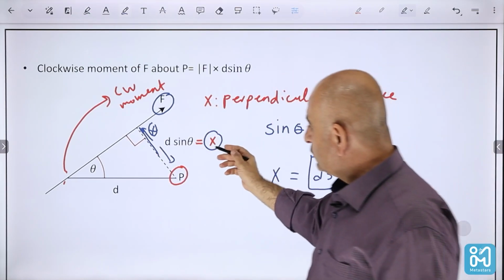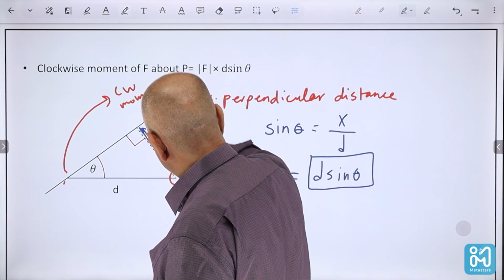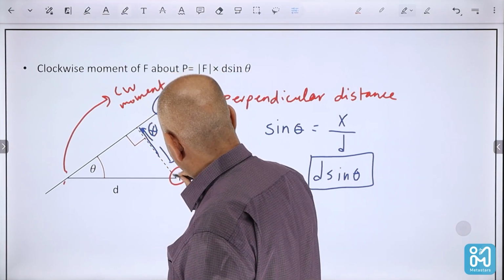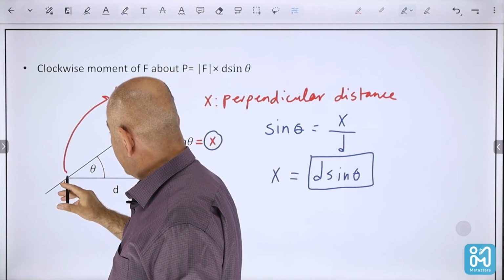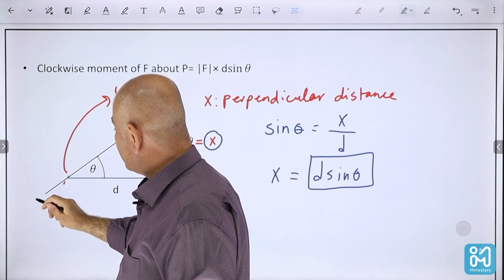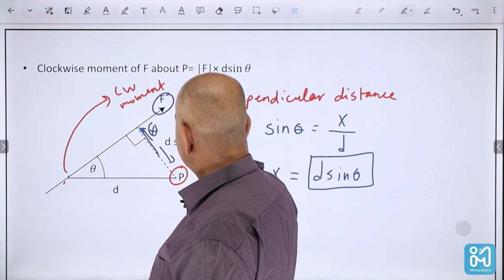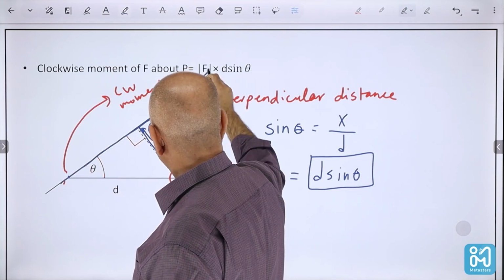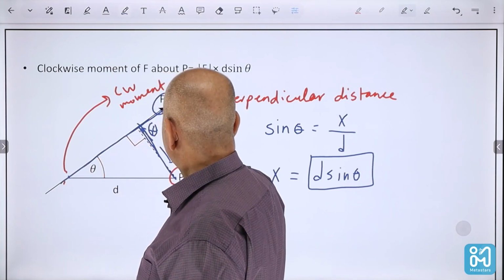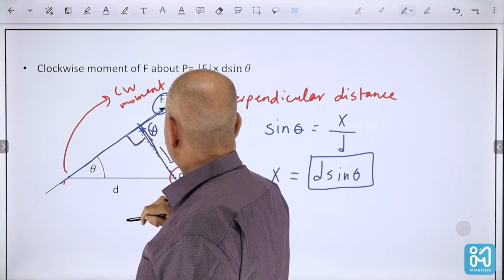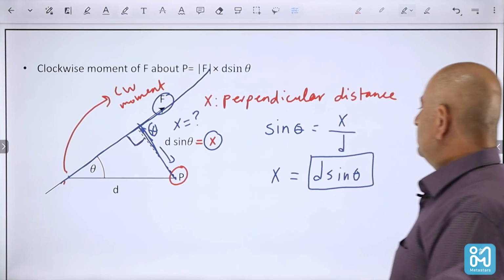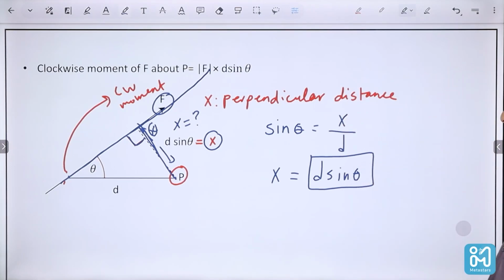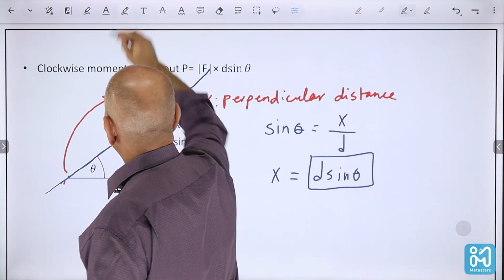And I was able to calculate X, which is the perpendicular distance between the pivot and the line of action of the force. You're going to tell me that the force is acting over here. No, I'm concerned about the line of action of the force. So this is the line of action of the force, and this is the distance over here, and they are what? Perpendicular. How am I going to get the value of x? I can use right triangle trigonometry, as I have done. I think we need some practice on this.